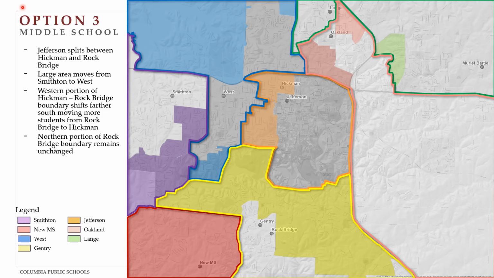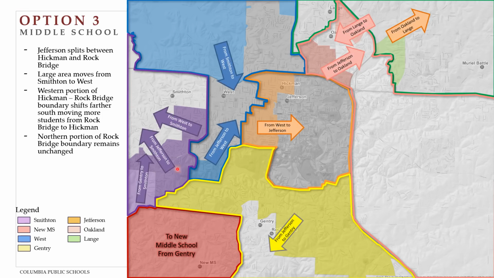Here's our more detailed view of the central area of the city with our changes, again, from Jefferson to West, Smithton to West, West to Jefferson, Jefferson to Oakland, Lang to Oakland, Oakland to Lang, Jefferson to Gentry, our new middle school from Gentry. And then we have from Gentry to Smithton, Jefferson to Smithton, and from West to Smithton.